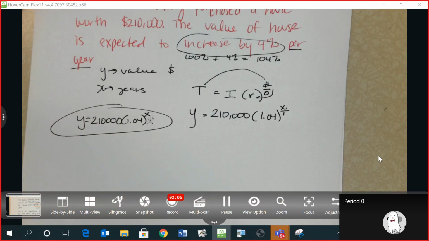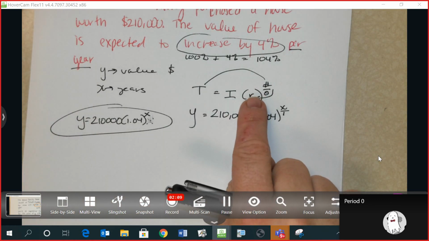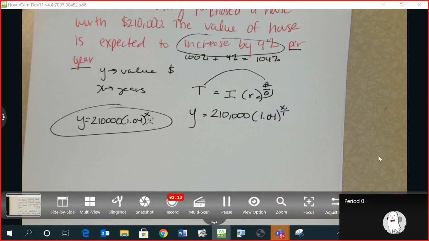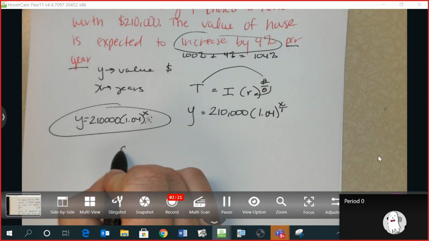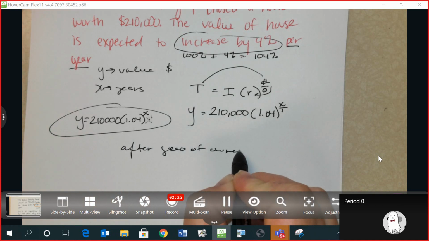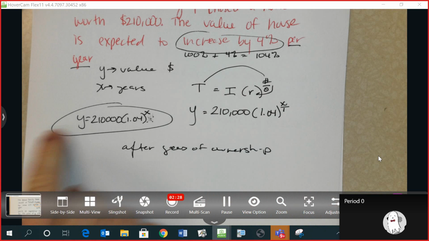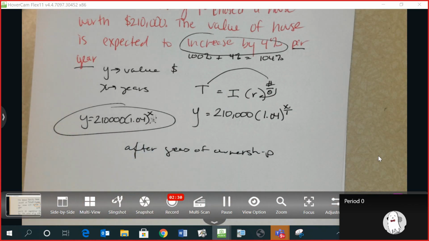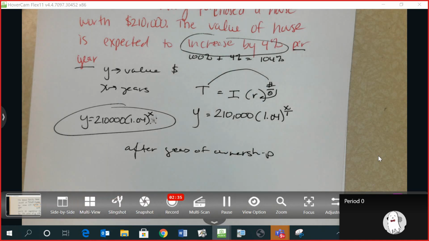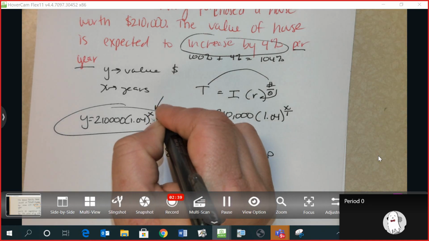Now, if we assume that the value of the house continues to increase at the same rate of 4% per year, the next question is, how much will this house be worth after 10 years of ownership? That's what this equation does. It allows us to predict, if we assume it's going to continue to increase at the same rate, how much my house will be worth in 5 years, or in 10 years, or in 15 years? So to do that, I simply plug in 10.